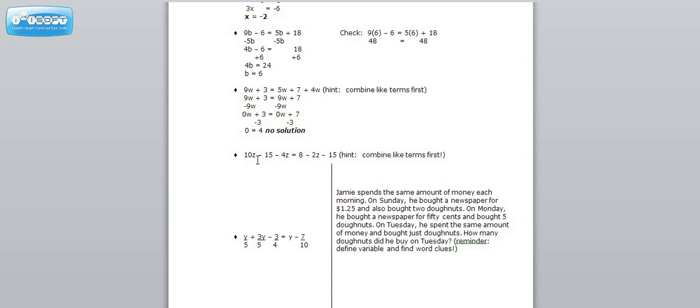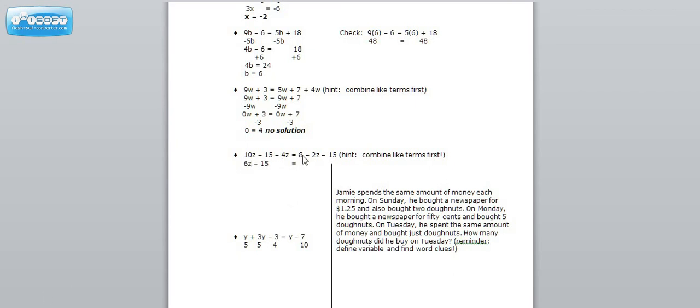Alright, it's time to tackle this guy right here. So again, I've got you a hint right here. Combine like terms first. So let's gather up and see where our like terms are. I've got a 10z here. I've got a negative 4z here. And they're both on the same side of the equation. So let's combine those.